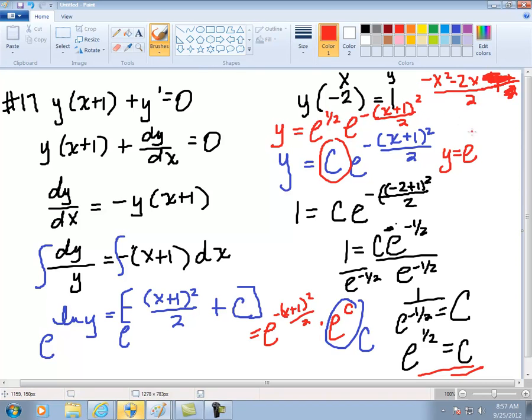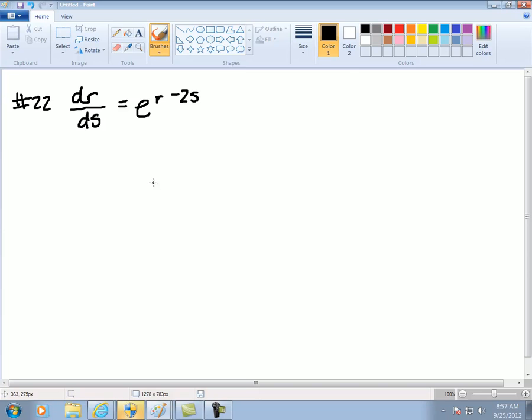I got rid of this 1 to the minus x squared plus 2x, if I have the negative on the outside, divided by 2. So that's my final answer. I know these are long and they're not always easy, but hang in there. So let's do one more example.